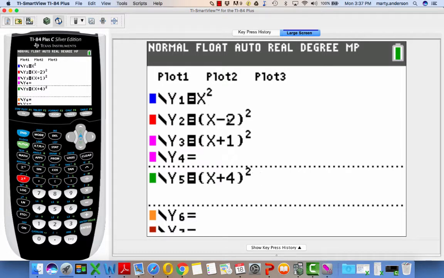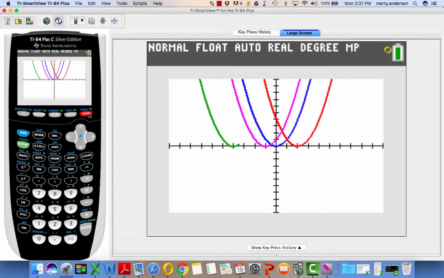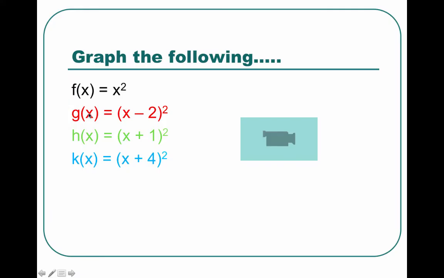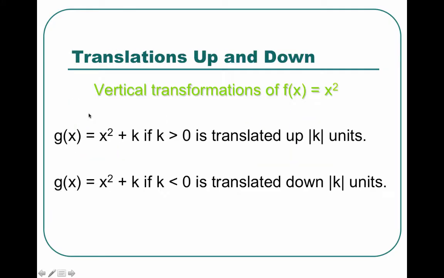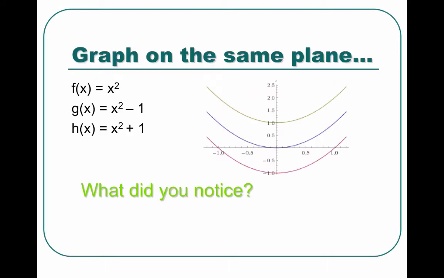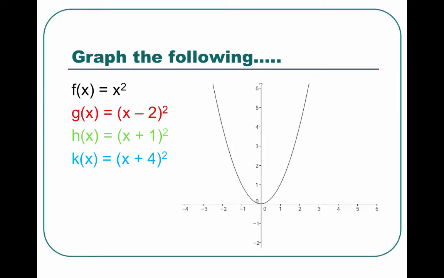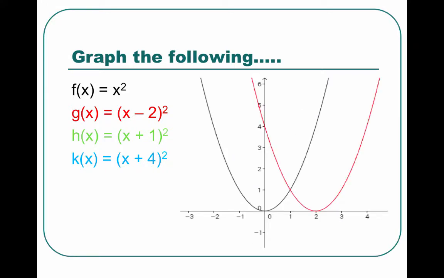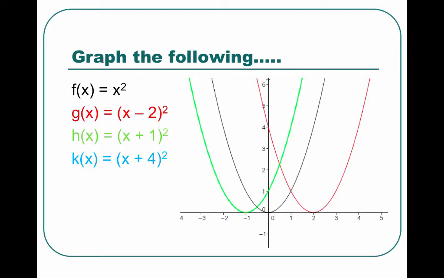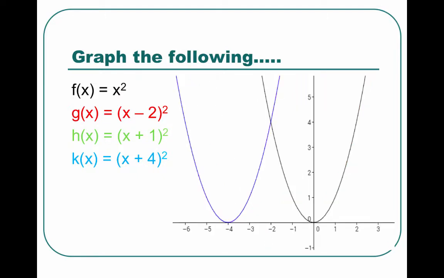And based on the fact that this one went 2 to the right, this one went 1 to the left, I believe that this is going to go 4 units to the left. So what's different about the plus and minus right here? Vertical translation, whatever's added or subtracted makes it go up and down. Now my horizontal translations, there's x squared, minus 2 is 2 to the right, plus 1 is 1 to the left, and plus 4 is 4 to the left. So it's kind of the opposite idea.